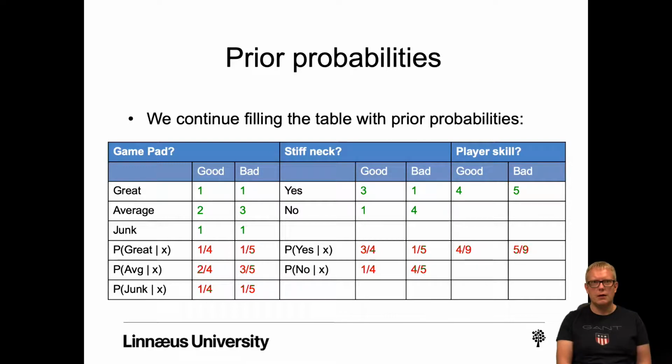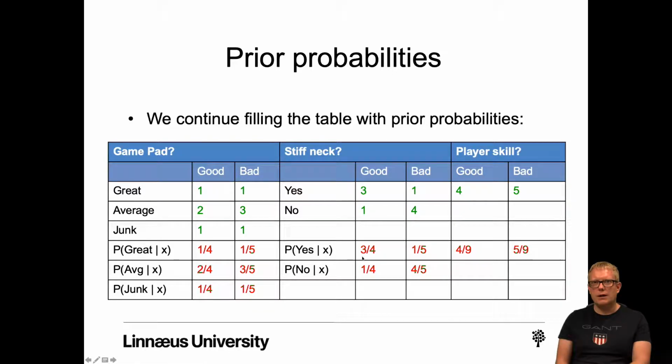Probability of great given x. The probability of great happens once for good, and we have 4 examples of good, so 1 divided by 4. Great occurs once with bad, and we have 5 examples of bad, so 1 divided by 5. And we continue. Average happens 2 times for good, so 2 divided by 4, so we have 4 good examples. 3 times for bad, 3 divided by 5, since we have 5 bad examples.